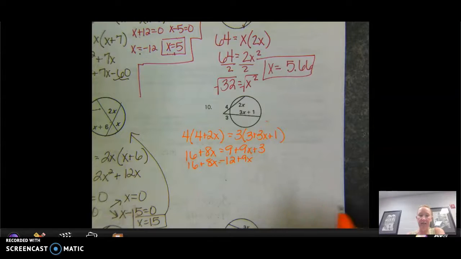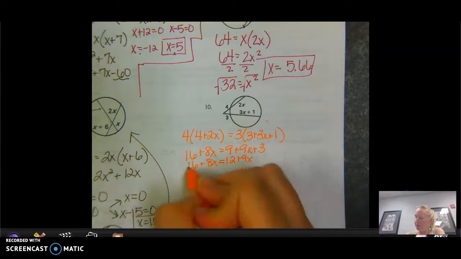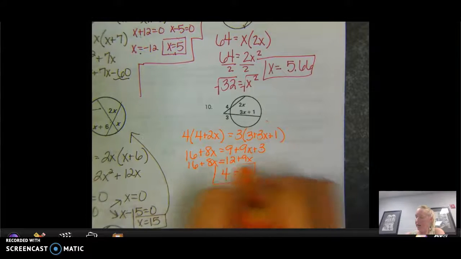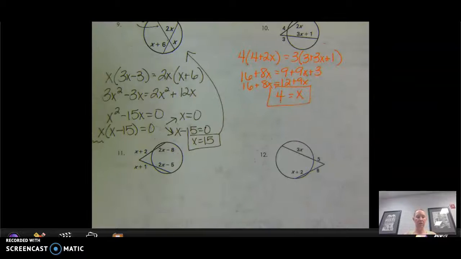Combine like terms, same side. So now I'm going to move the 8x this way to get me 1x over there. I'm going to subtract 12 here to give me 4 over here. And now we have x, and x is equal to 4. All right, 2 more, guys.